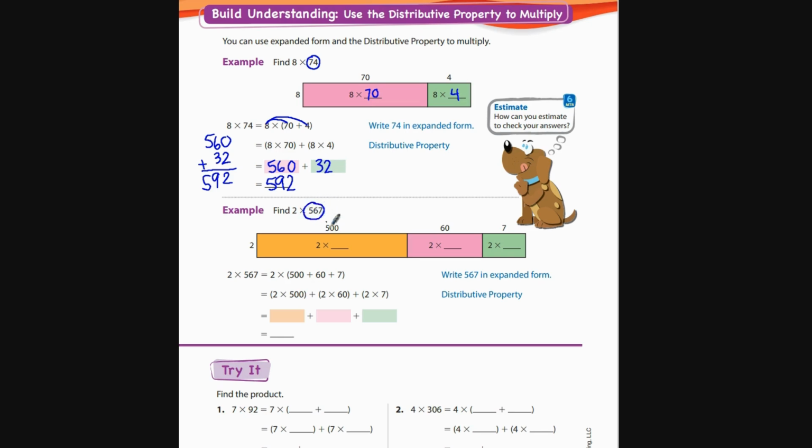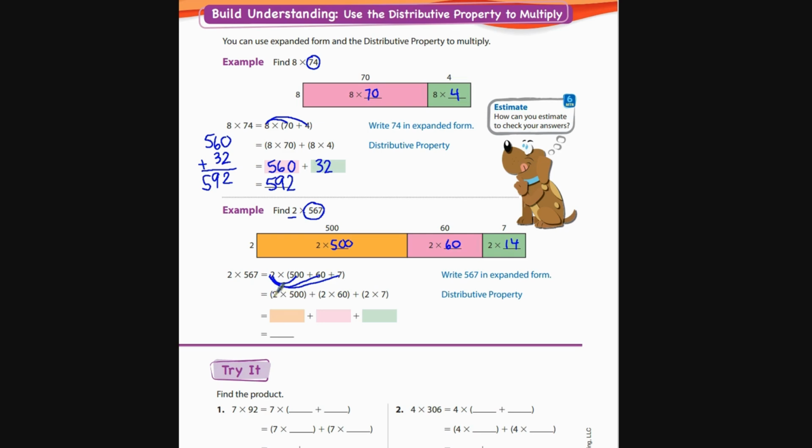Well, this number I need to expand as 500 plus 60 plus 7. I'm going to multiply each one of these numbers by 2. So 2 times 500 plus 2 times the second digit, the one in the middle, the tens place, 60, plus the ones. 2 times 7 is 14. Now, this is why it's written like this. This was the original. Then they expanded 567 as 500 plus 60 plus 7. And then they rewrote it. See? 2 times 500 is this parentheses, plus 2 times 60, second parentheses, 2 times 7, third parentheses, because we are multiplying 3 times.